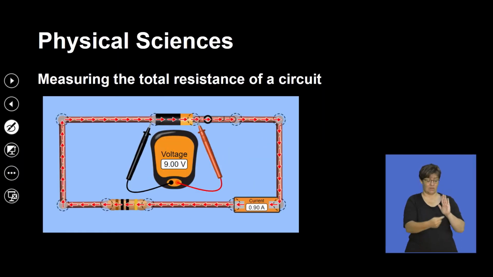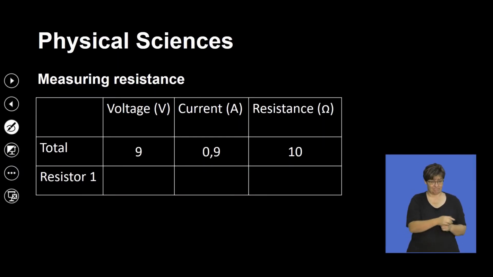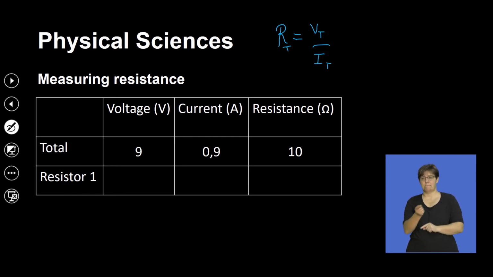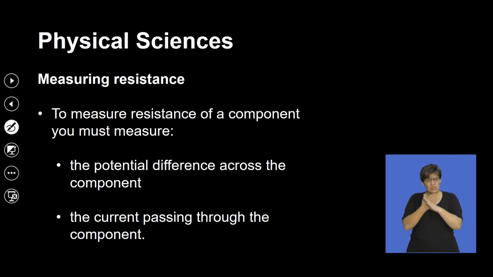Going back to our slide, here's a scenario. If the total voltage in the circuit was 9 volts, and the total current registered is also 0.9 amperes, then obviously the 10 ohms comes from R equals total voltage divided by total current. So this is total resistance. That's how we get the 10. It's 9 over 0.9, which gives us the 10 ohms, right? Now, to measure the resistance, this is what we are saying.